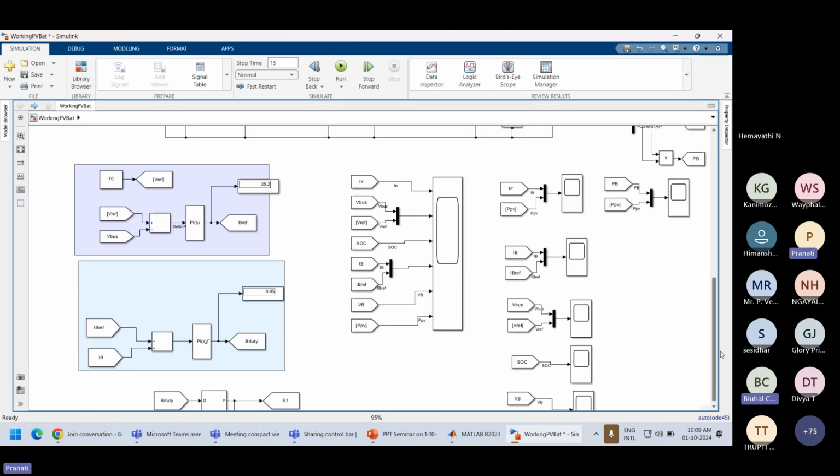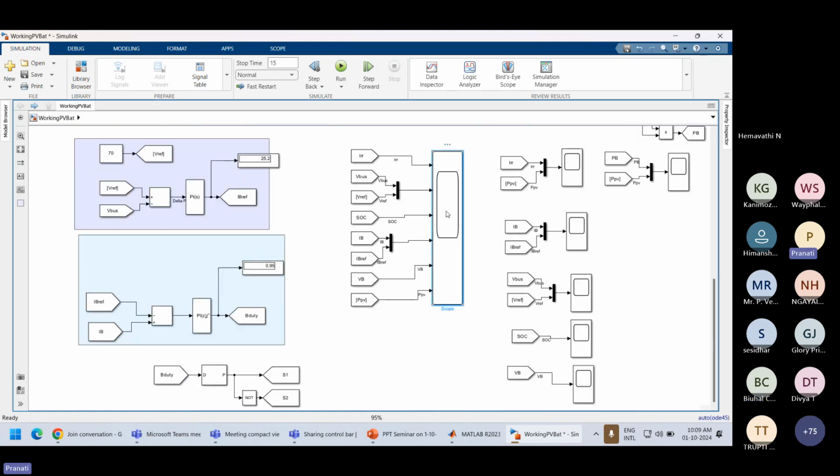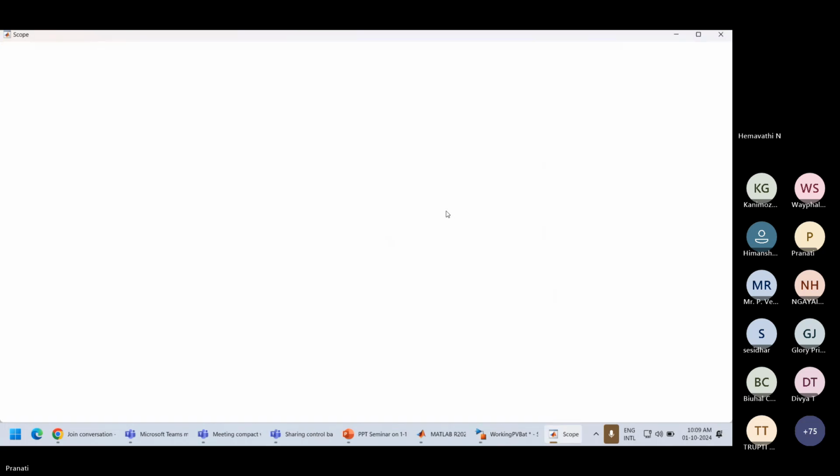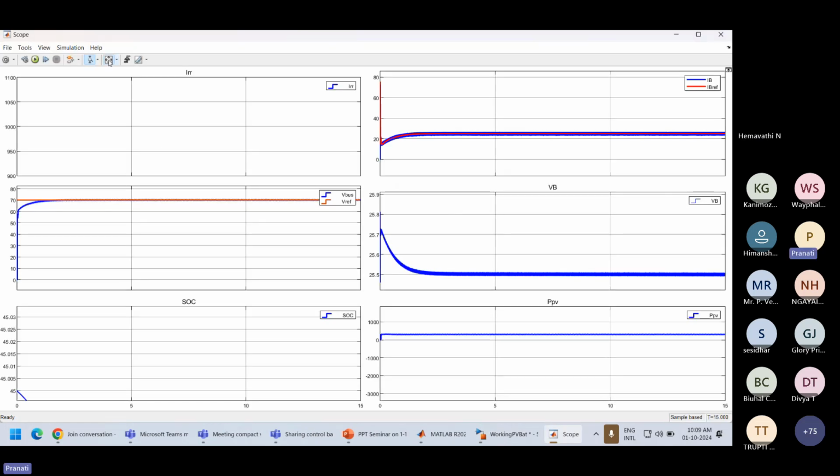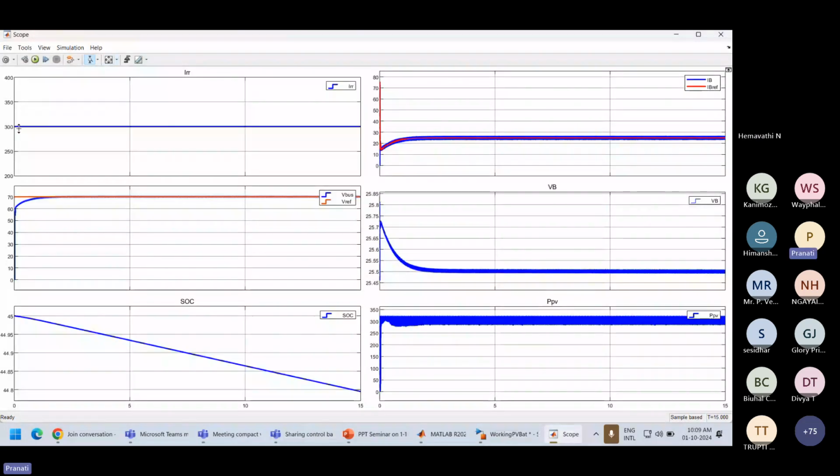So in this one, you can see 300 watt per meter square is our irradiance. In spite of the irradiance being 300 watt per meter square, our DC bus voltage is always kept constant at 70 volt.